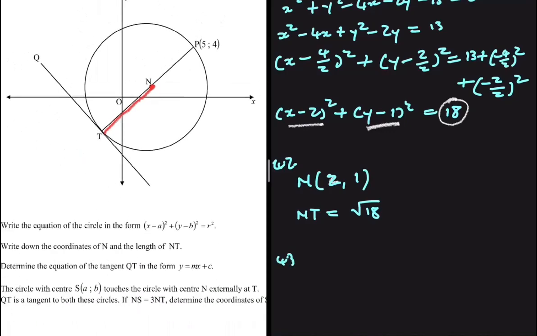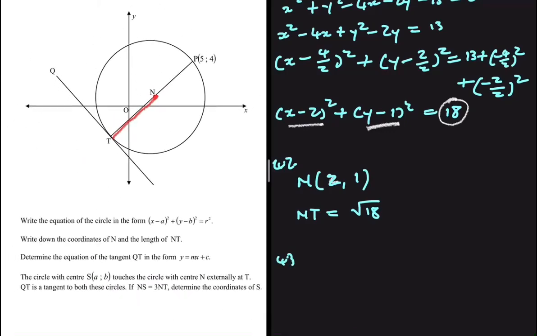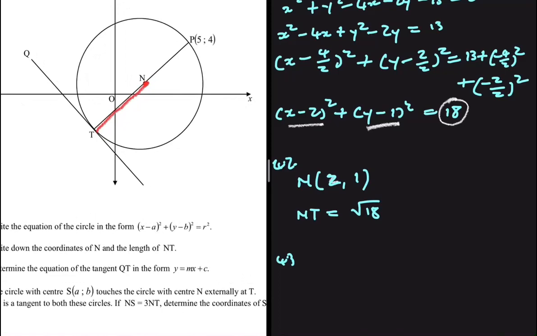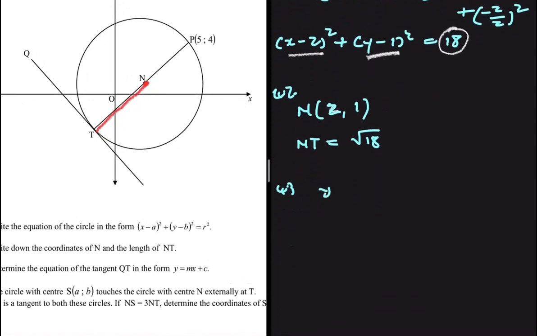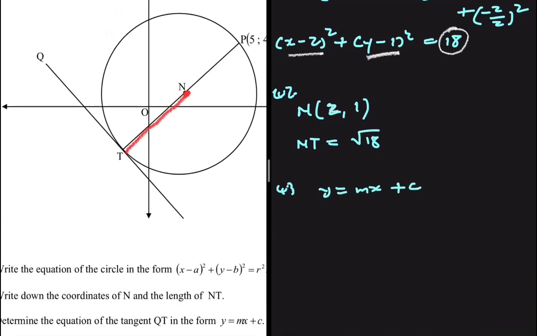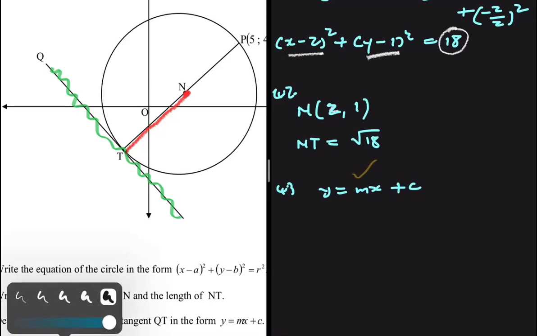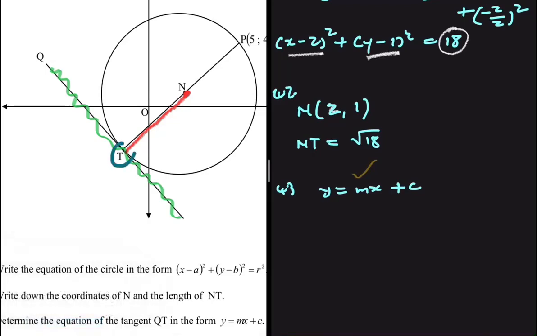So in 4.3, determine the equation of the tangent QT in the form y is equal to mx plus c. So let's go ahead and do some analysis. We have QT right here as our tangent. In order to find the gradient of QT, because we need to find the gradient if we want the equation, we're going to have to find the coordinates of T.